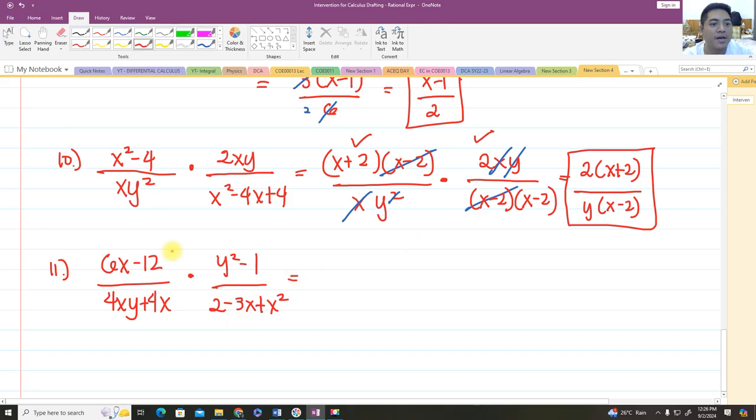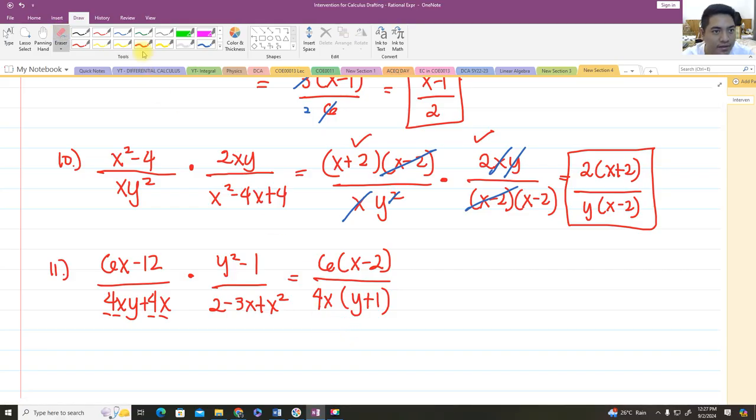So for 6x minus 12, we can factor out 6, so you now have 6 times x minus 2 all over. For this one, I can factor out 4 and at the same time x. So I can factor out 4x, then you have y plus 1 in here, so that if I distribute 4x, that would be 4xy, and then distribute 4x with 1, that would be 4x. Okay?